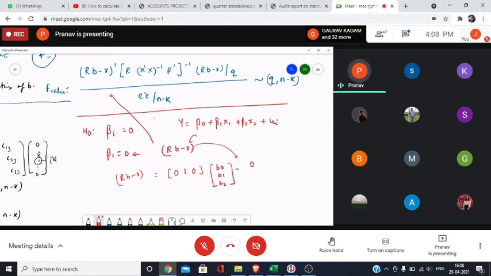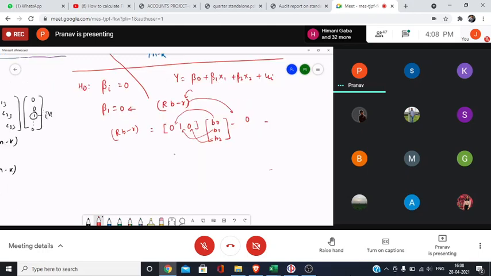So Rb क्या देगा मुझे? b0 multiplied by 0 will be 0, b1 multiplied by 1 will be 1, and b2 multiplied by 0 will be 0. So Rb minus r से मुझे सिर्फ b1 आएगा। क्लियर है ये? Is this clear, guys?